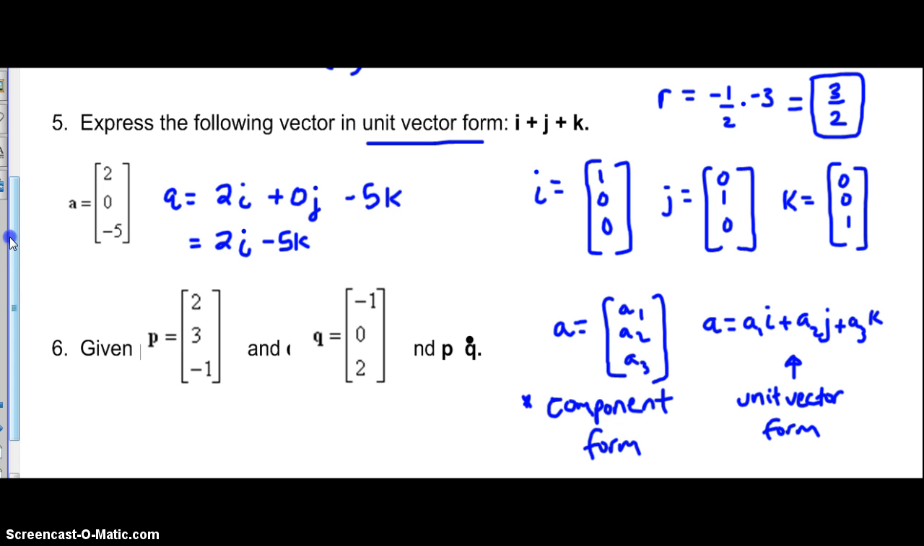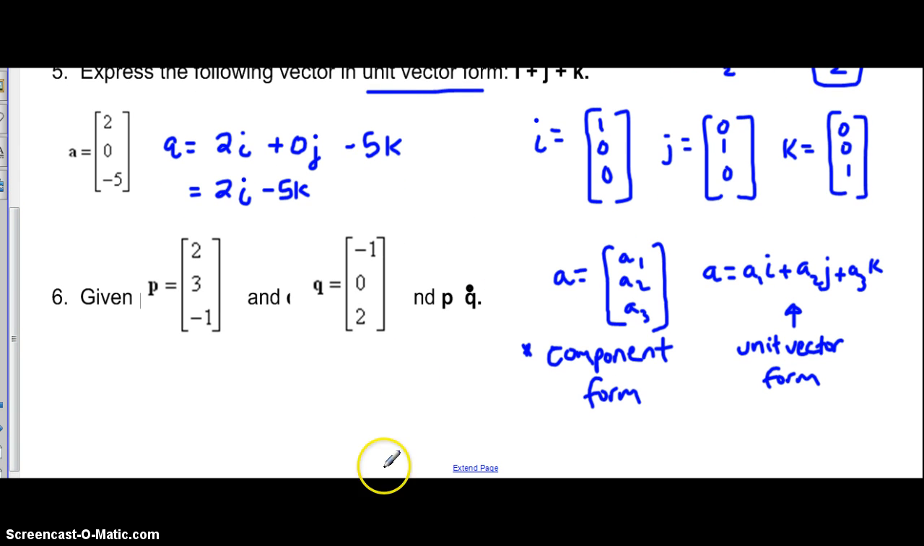Okay, for number 6, they're asking for the dot product.